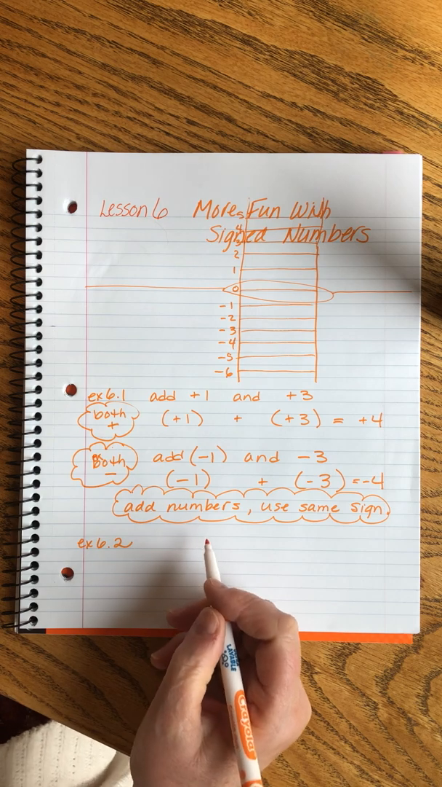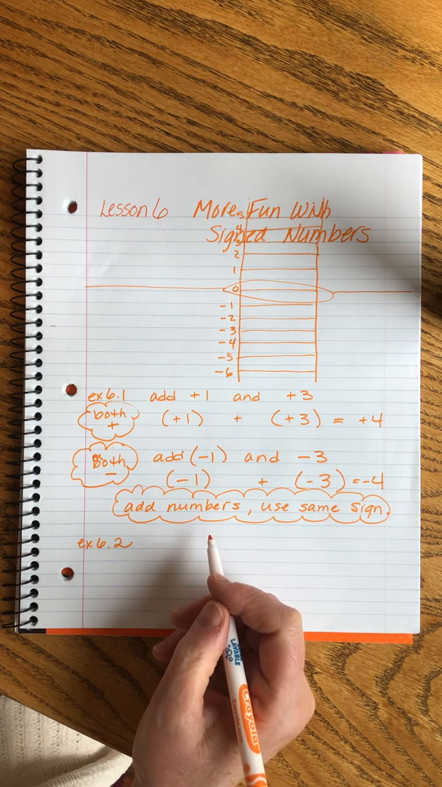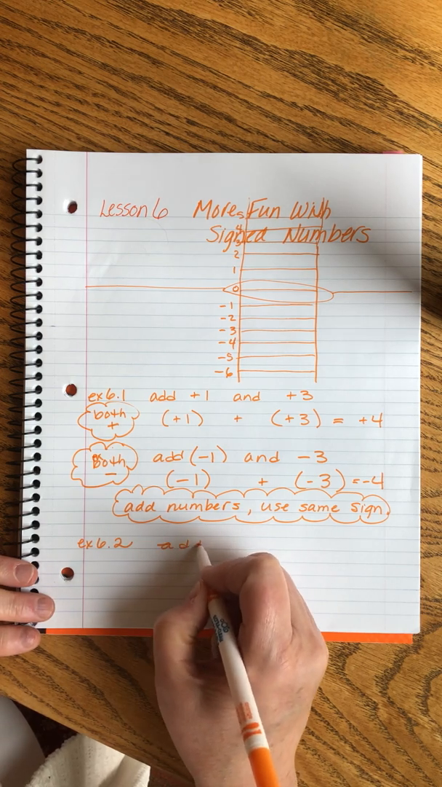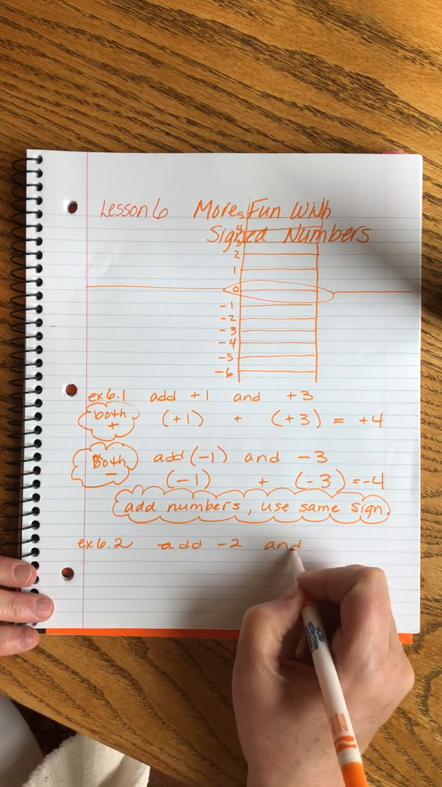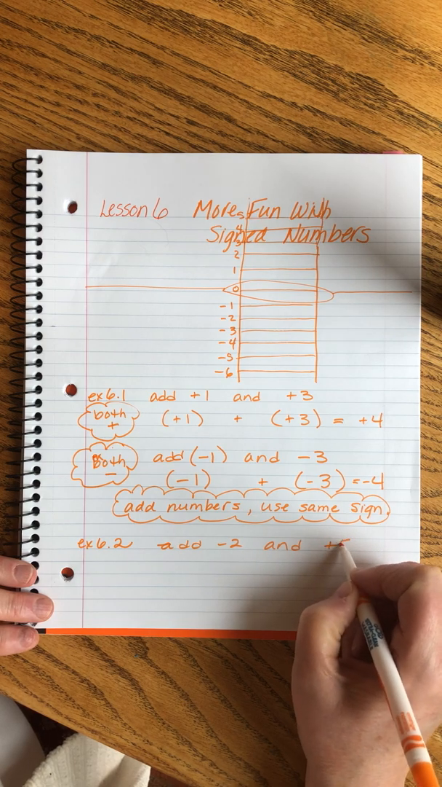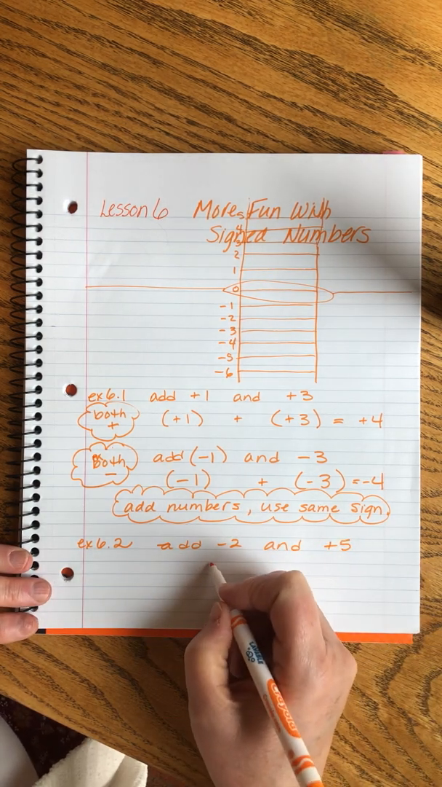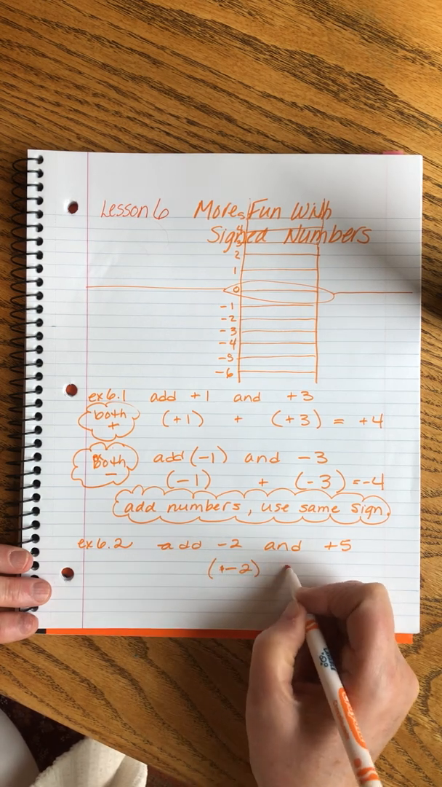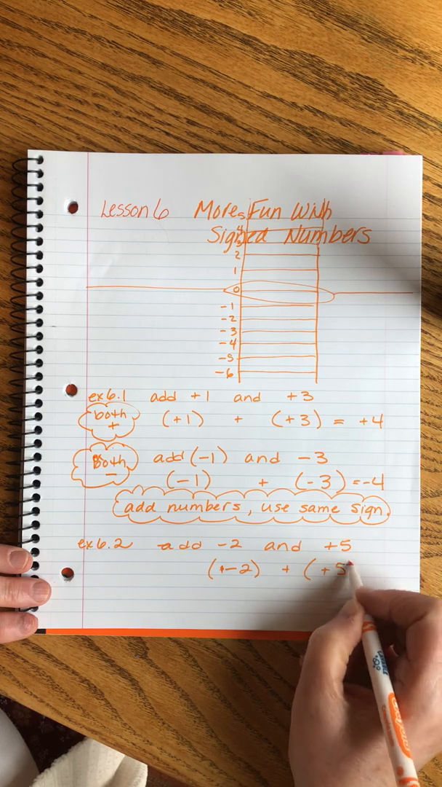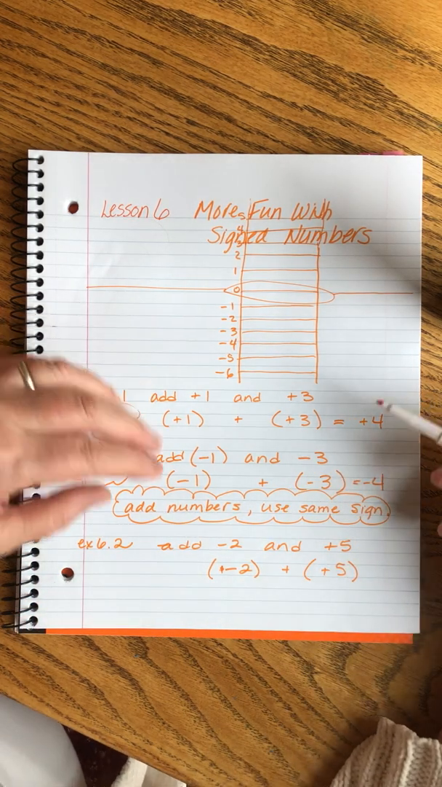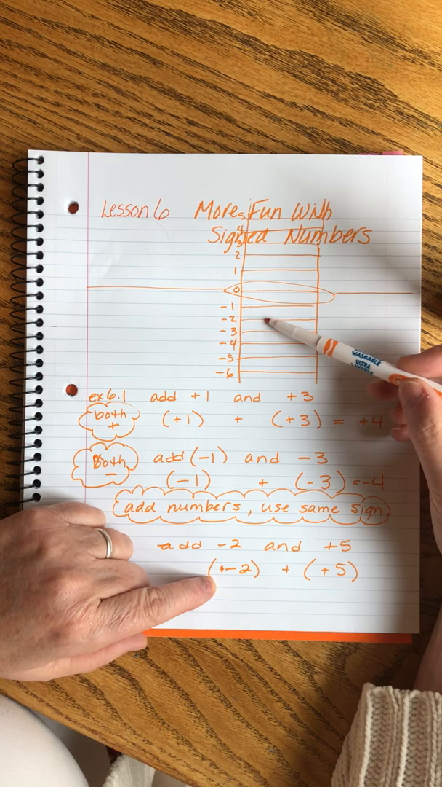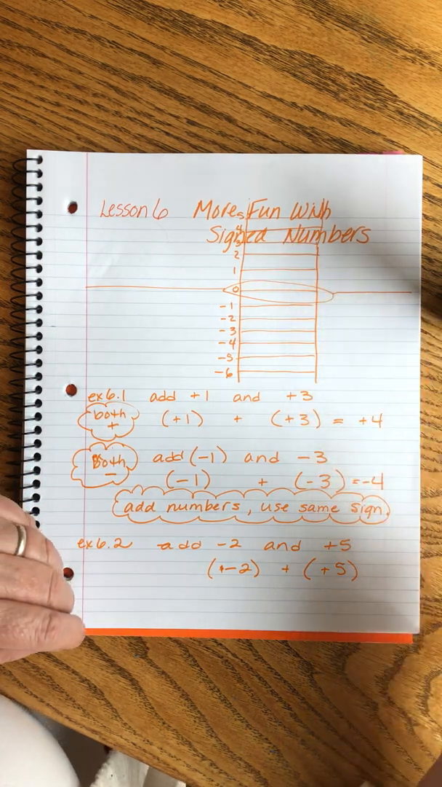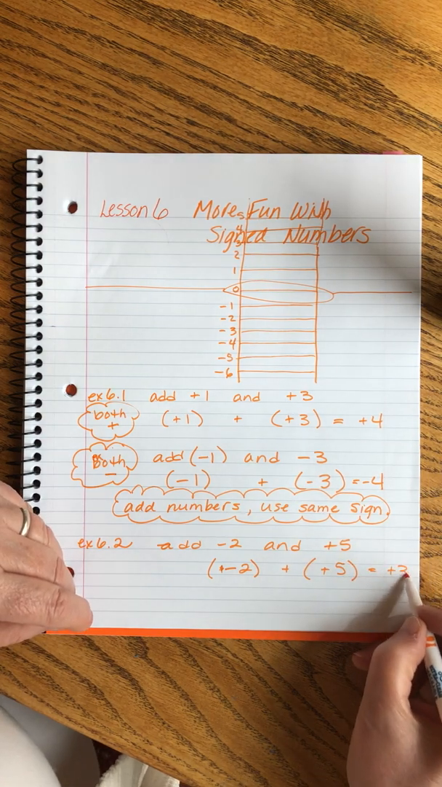Now let's look at a different case. This time we're being asked to add -2 and +5. Okay, let's write that as a problem. That is, -2 plus 5. Okay, so let's jump on. We jump on at -2, and then we go up 5. 1, 2, 3, 4, 5. That takes us to +3.